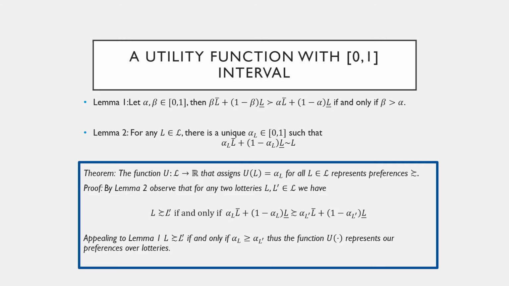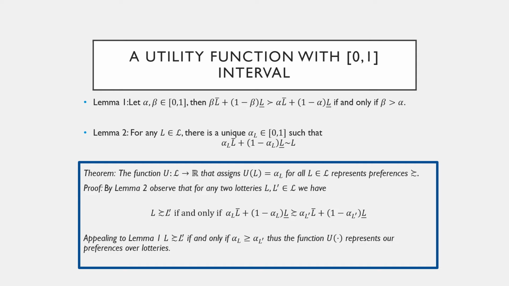Lemma number 2 is that for any L in our finite space of lotteries, there is going to be a unique alpha L on this closed interval such that the convex combination between the least preferred and most preferred lottery is indifferent to that L. So for any L, and this is pretty powerful because we can bring in all other lotteries in our lottery space as defined by our most preferred and least preferred lottery.